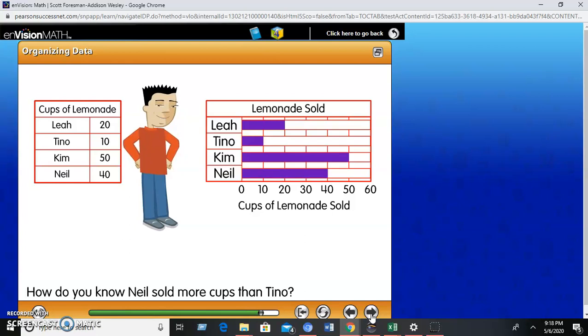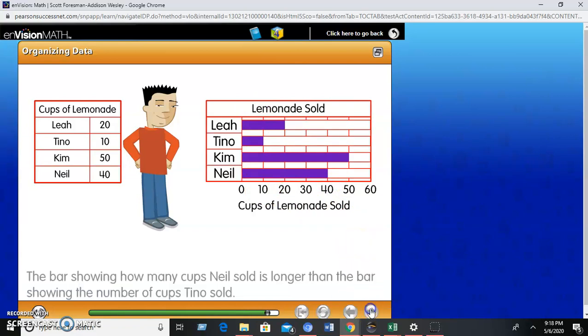How do you know Neil sold more cups than Tino? Well, if we look at the bar graph, Neil's is 40, and Tino sold 10. Is 40 bigger than 10? Yeah, it sure is.